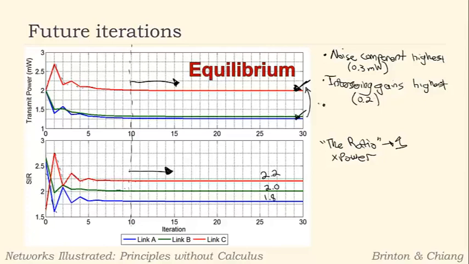And the third point is that it has the highest target SIR value, and that target was 2.2. The other ones are 2.0 and 1.8. So it should make sense that it needs to have the highest transmit power to compensate for these disadvantages in its channel quality.